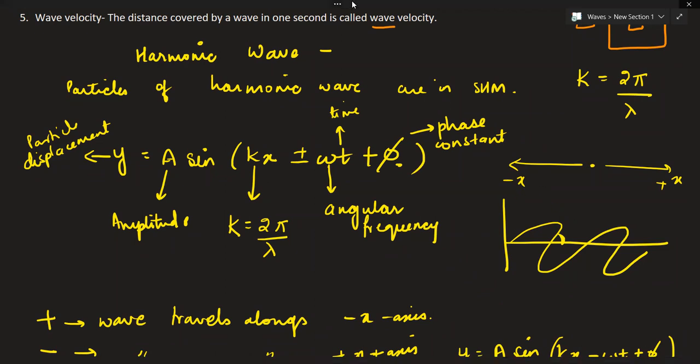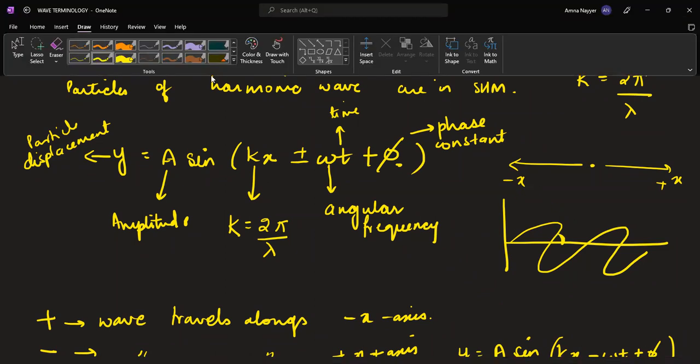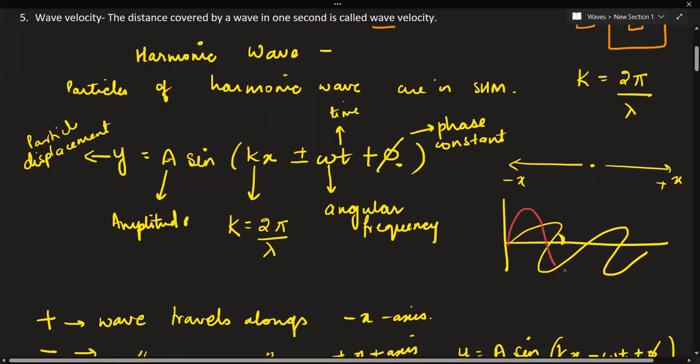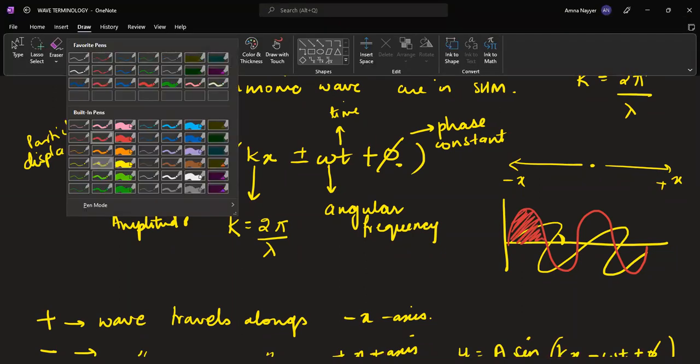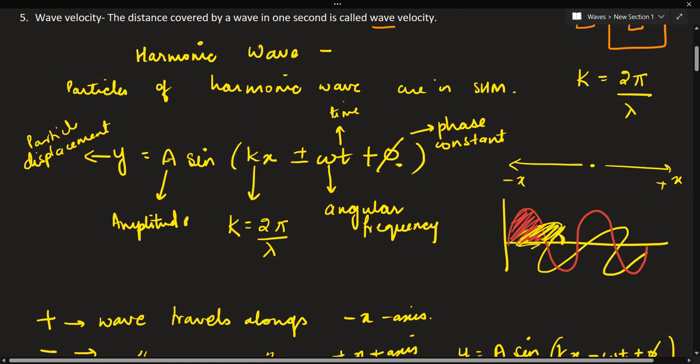Let's say there are two waves, this yellow wave and this red wave. Phase constant between these waves means the angle between these waves, from this plane to this plane. Whatever angle is created is known as the phase constant. Many times, if two waves are in the same phase, we write phi naught as 0. This phase constant will be eliminated.